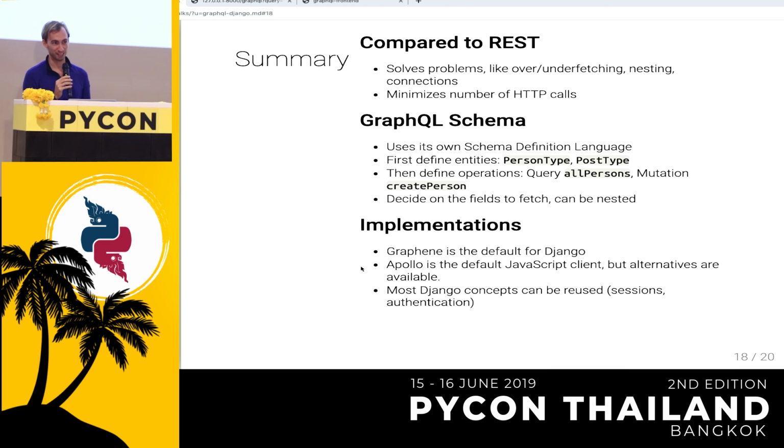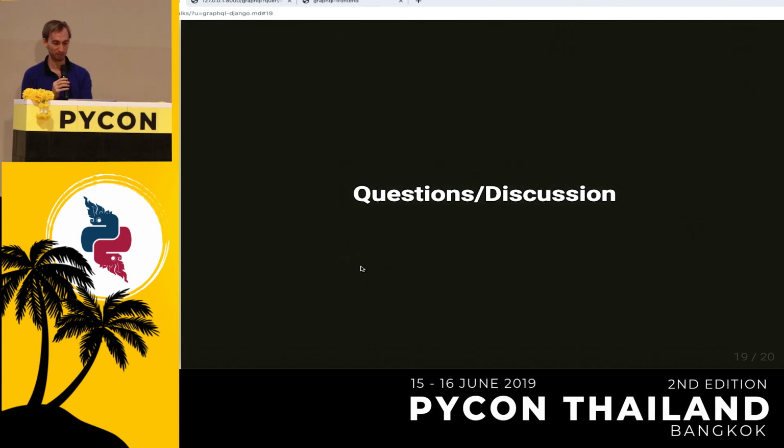Then for the client side, Apollo is probably the default, recommended for most larger projects, but for smaller projects, you can also use one of the much smaller clients like I did here. And when you're already a Django developer, you can pretty much reuse almost everything you know and everything you use. You don't have to change your authentication or anything.